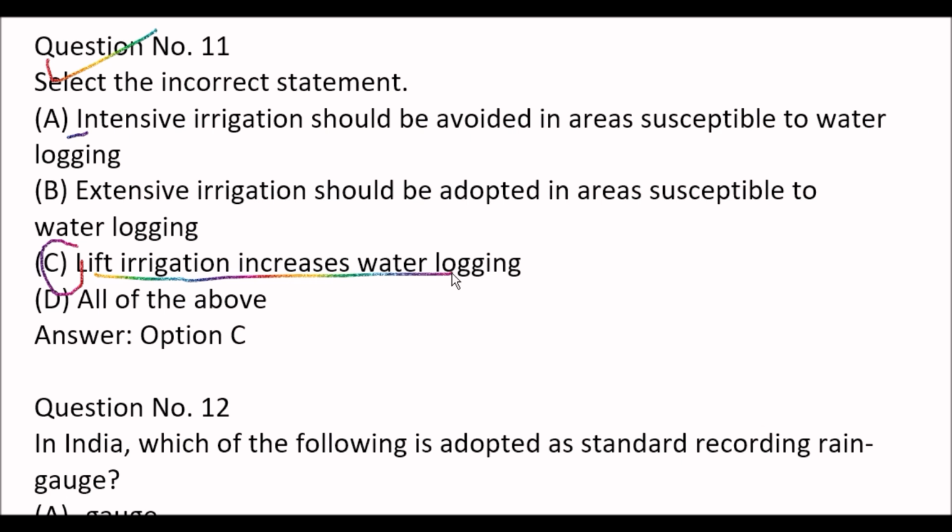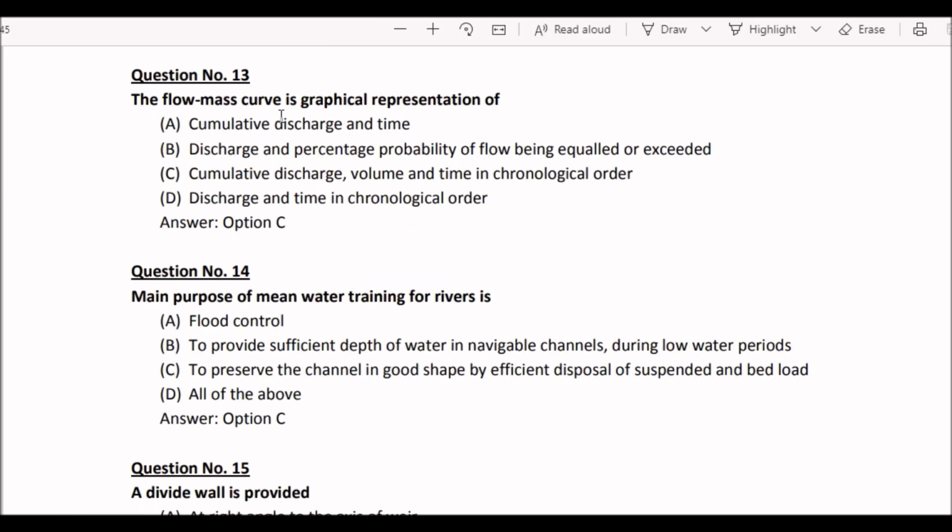Lift irrigation increases waterlogging. The flow mass curve is a graphical representation of option A, cumulative discharge in time. Option B, discharge and percentage probability of flow being equaled or exceeded. Option C, cumulative discharge volume and time in chronological order. Option D, discharge and time in chronological order. Right answer is option C, cumulative discharge volume and time in chronological order. Okay. Next question.